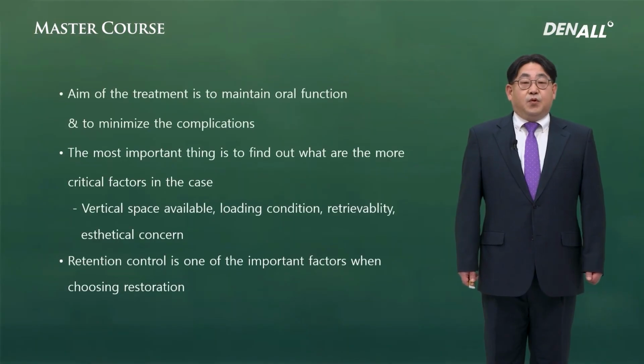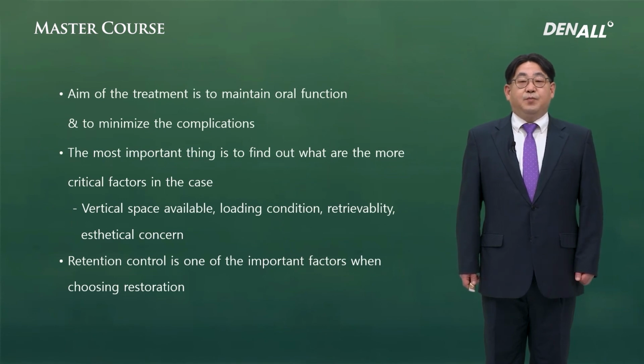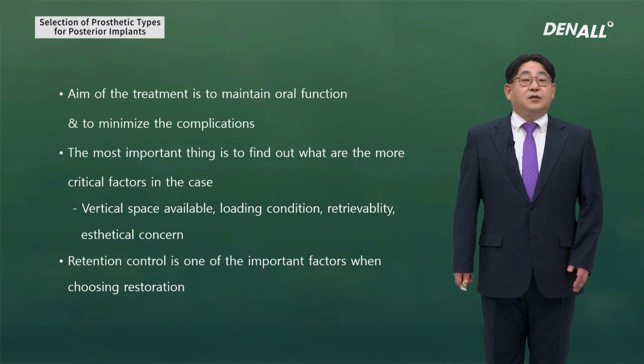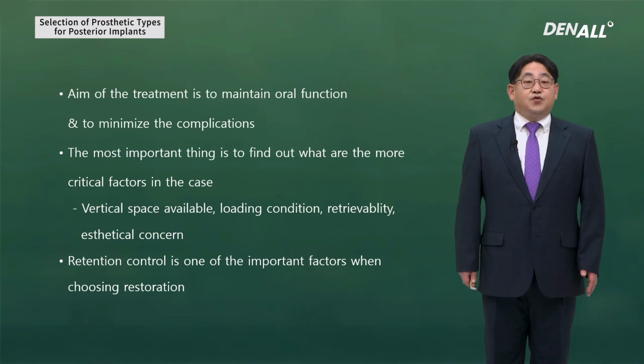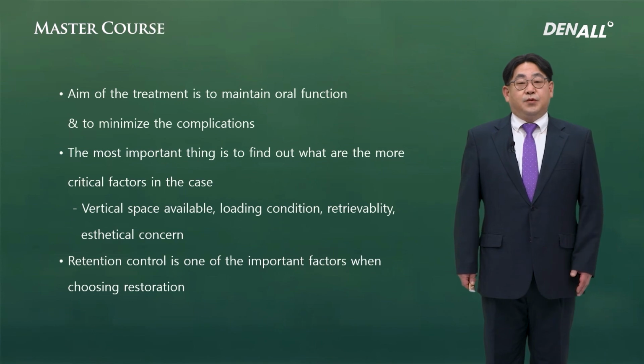This is a summary. The primary purpose of a prosthesis is to maintain function and to minimize complications. We need to determine what is the most important factor clinically, and we need to find the right type of prosthesis to satisfy such requirement. Controlling retention is a very important factor that we need to bear in mind.